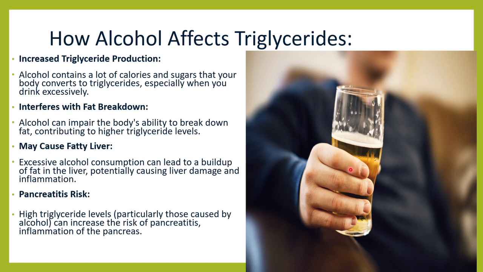Excessive alcohol consumption can also increase your TG. How does alcohol do this? Because alcohol has a lot of calories, it has sugars that will get converted into triglyceride. Your body converts it into TG, especially when you are drinking excessively. It will interfere with your fat breakdown. Alcohol can impair your body's ability to break down fat, contributing to increased TG. It can cause fatty liver, leading to buildup of fat in the liver, potentially causing liver damage, inflammation, and impairing lipid metabolism, because the liver is very important in lipid metabolism.